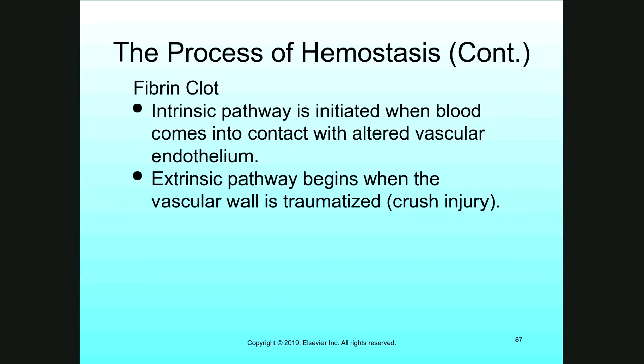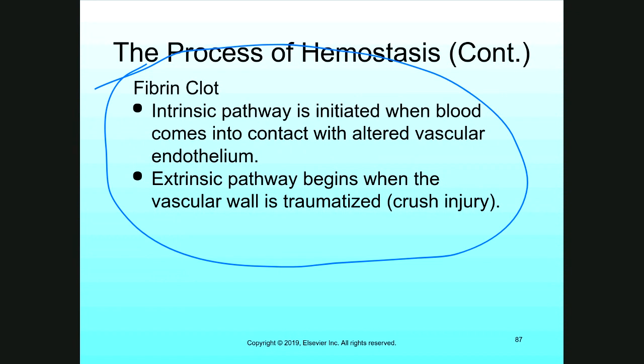Okay, let's go over here with the process of hemostasis. Now, let's go with the fibrin clot. The intrinsic pathway is initiated when the blood comes in contact with the arterial vascular endothelium, and the extrinsic pathway begins when the vascular wall is traumatized, as in crush injury. You already know why I ask you this one.